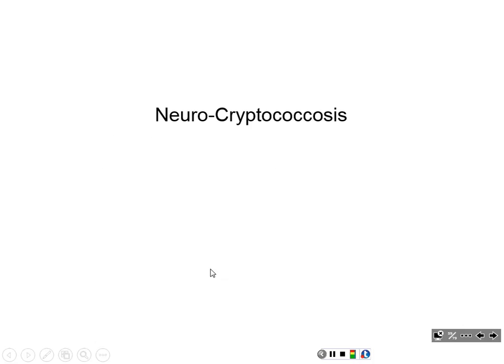Now we're going to move on to fungus. Neurocryptococcus almost always causes meningitis. Okay, repeating that, it almost always causes meningitis. That is to say, it can actually cause encephalitis, but it almost always causes meningitis.